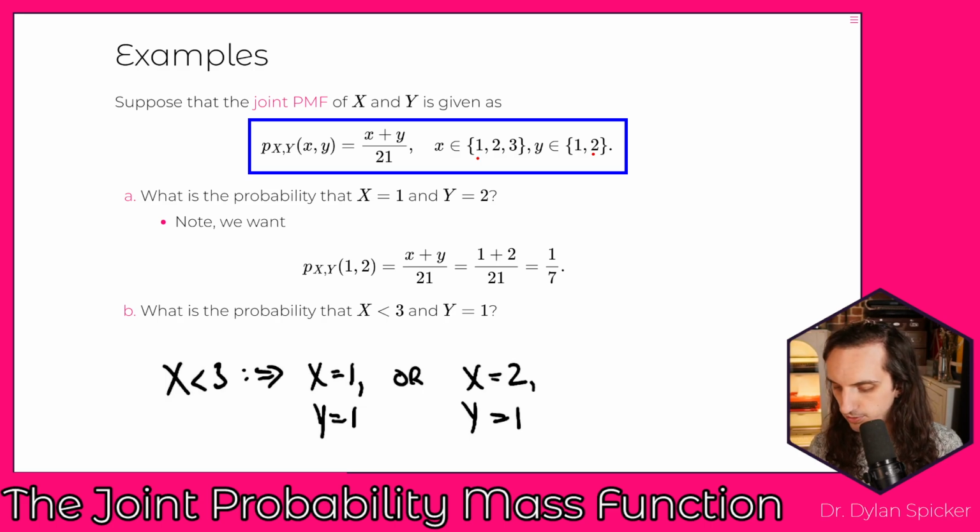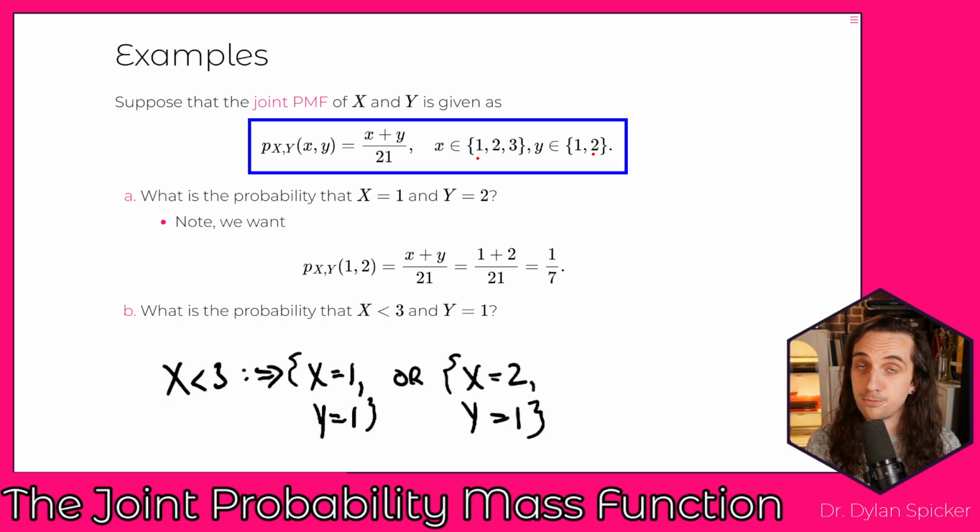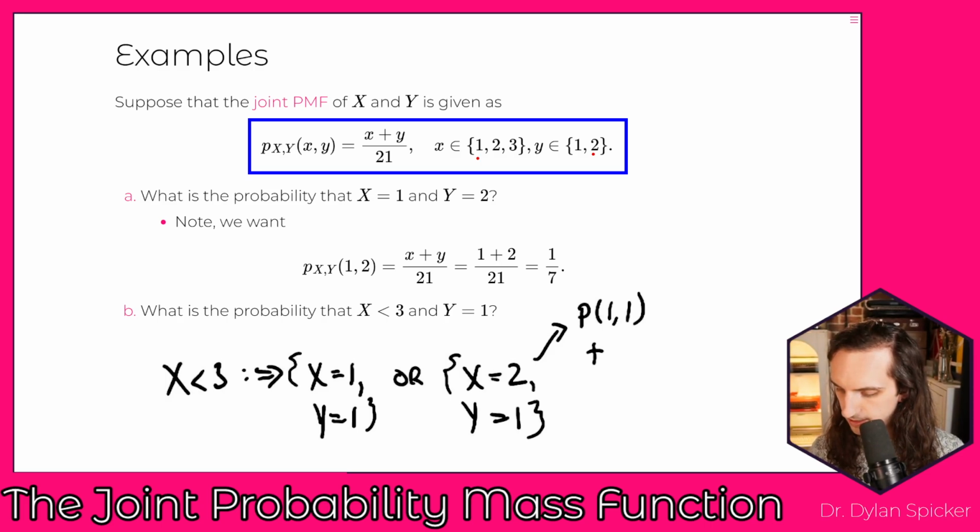And that's because these two events right here, if we think about these as individual events, are disjoint events. You can't have both of them occurring at the same time. And so the probability of their union is the summation of their probabilities here. As a result, we are going to have this be p of 1 and 1 plus p of 2 and 1, right?